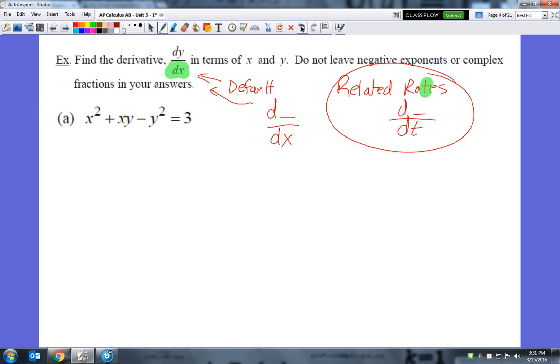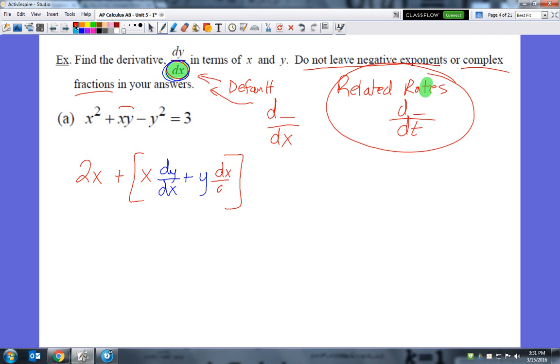Okay, so let's do this in respect to x. Do not leave any negative exponents or complex fractions in your answer. The first one would be 2x times dx over dx. That's an understood one. But then we're going to go to this product rule that exists here. It would be plus the first times the derivative of the second. It's not dy/dt, it's dy/dx because we're in respect to x. Plus the second times the derivative of the first. And again, the derivative of the first is dx over dx. It's an understood one. That I don't have to write this. I could just write times 1 if I wanted to.